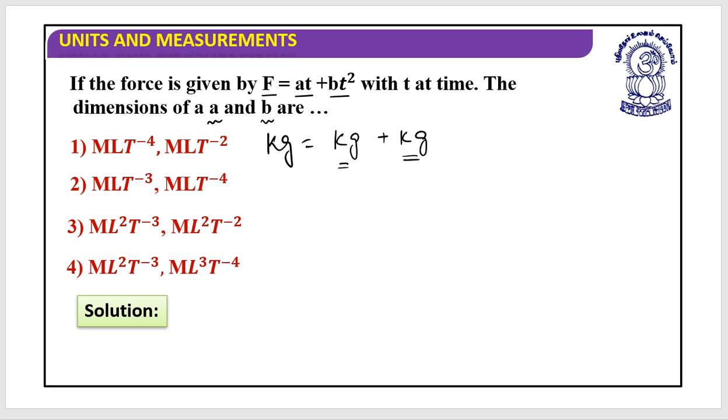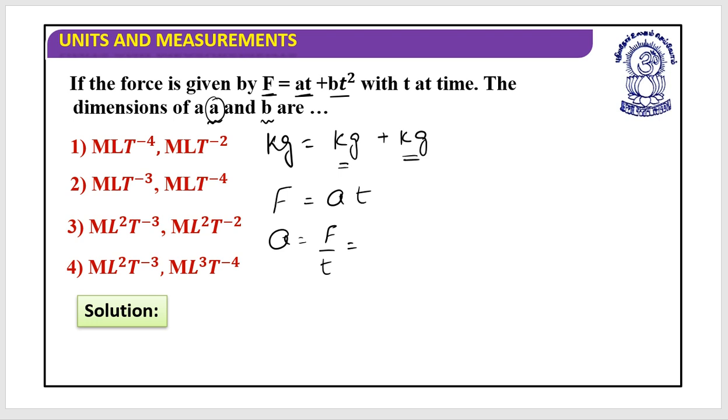Only those quantities can be added or subtracted which have the same dimensions. So here force has been equated with A into T, where A is the constant and T is the time. So I can write F is equal to AT. So to find the dimensions of A, it should be F by T.